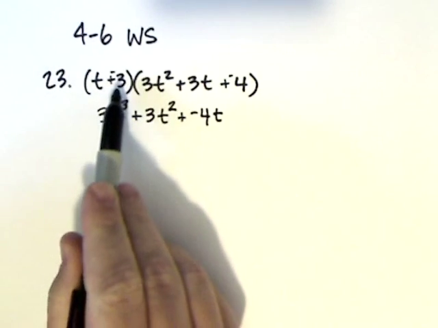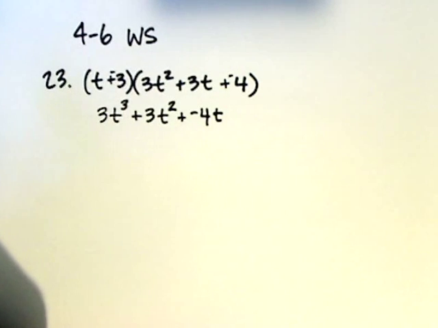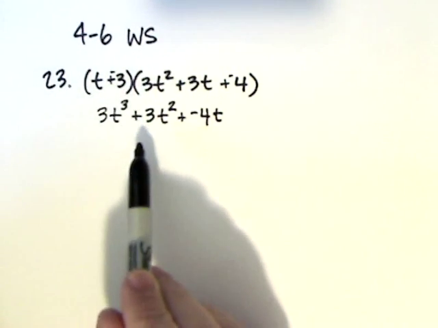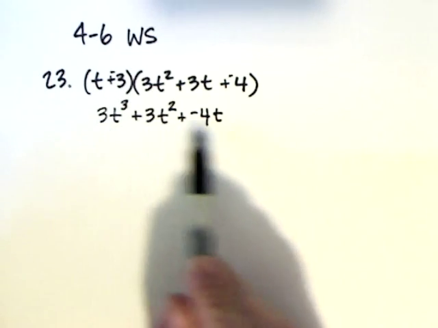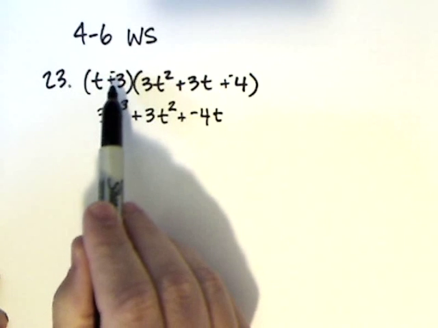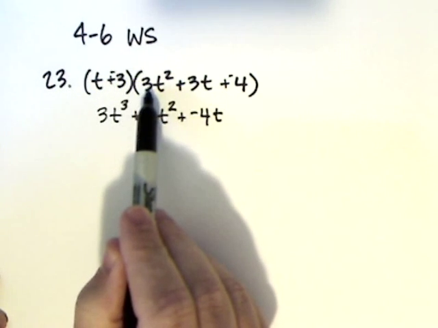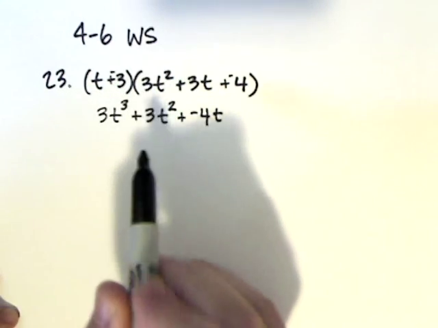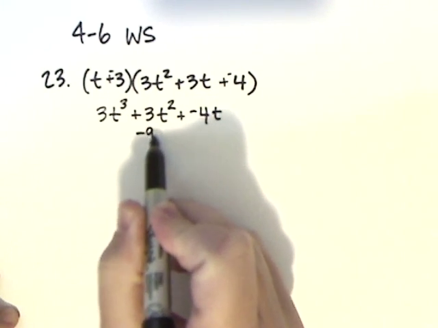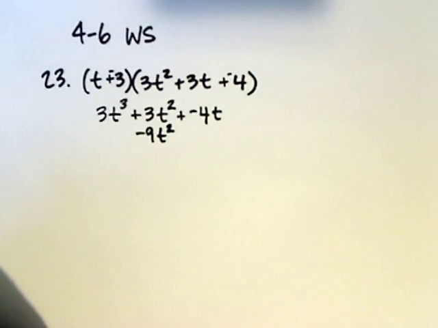Now I'm going to come back over and I'm going to look at the negative 3. I'm going to multiply the negative 3 times all three of the terms in the trinomial. I'm going to do it just like I did number 9, where I'm going to put my answer in the appropriate place underneath these terms. If they're like terms, I'm going to stack them on top of one another. So when I take the first one, negative 3 and 3t squared, and when I multiply those, I get negative 9t squared. So I'm going to write that underneath the other t squared term.